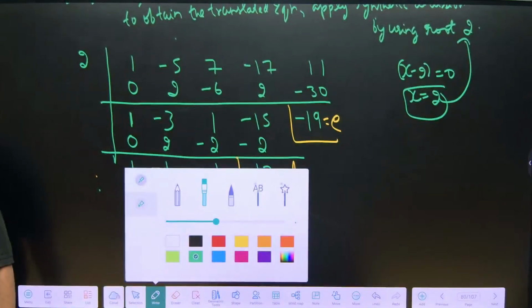Synthetic division, it will become... just a minute, let me adjust the screen.